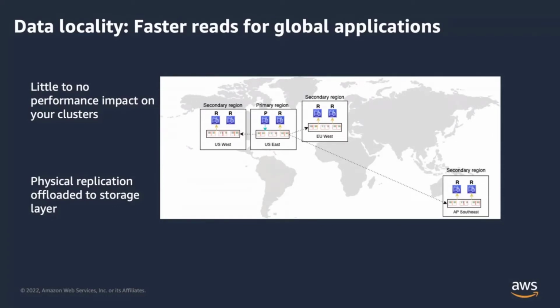This low replica lag enables you to use the secondary clusters to perform local reads. So you can now build globally distributed applications that can read data from clusters that are closer to the end user's region, and you can avoid cross-regional latencies for those users, giving them a better experience.